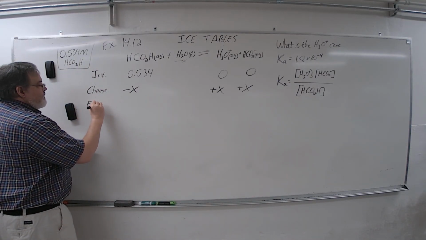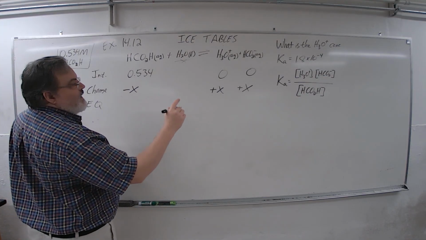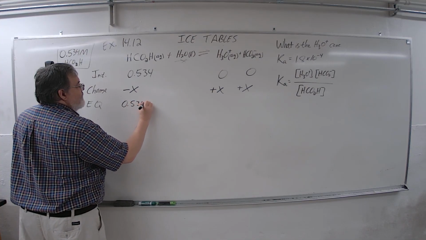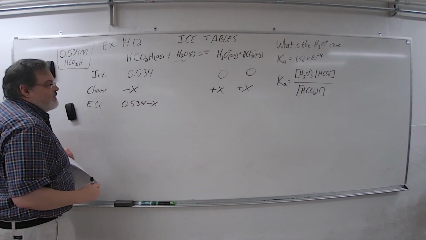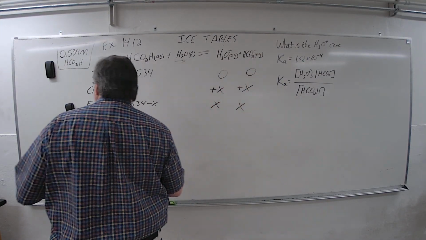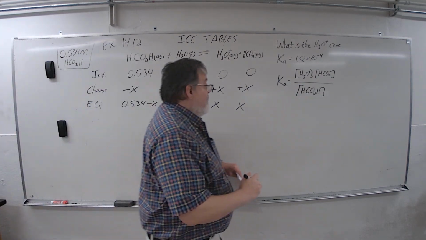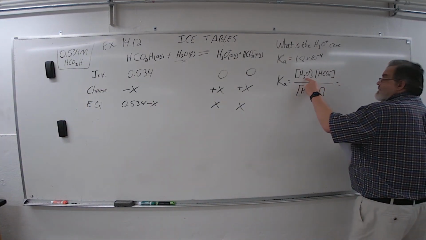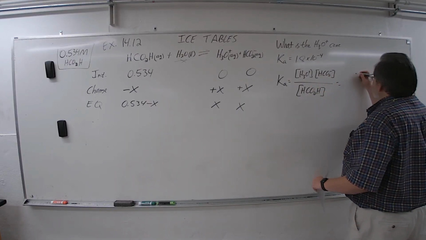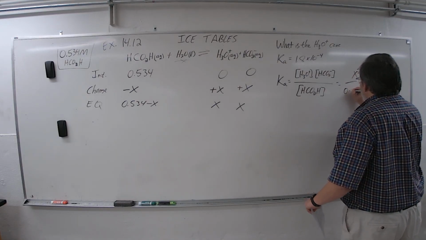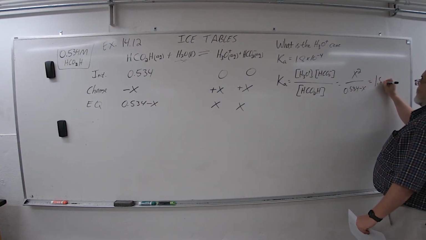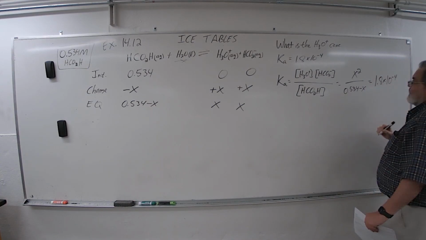and then the equilibrium of the concentrations. We've got our Ka. We know that this is going to be 0.534 minus x. This one is 0 plus x, so it's x, 0 plus x, this is x. And just like before, that's x, and this is 0.534 minus x. Equals 1.8 times 10 to the negative 4.